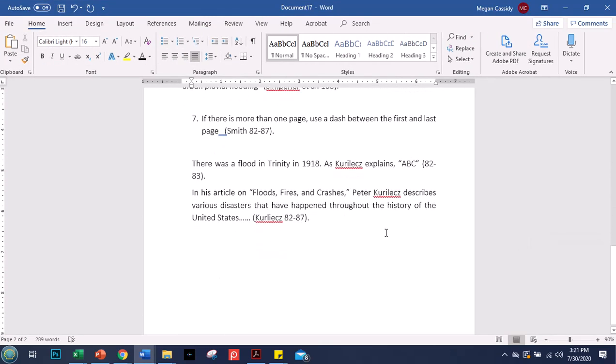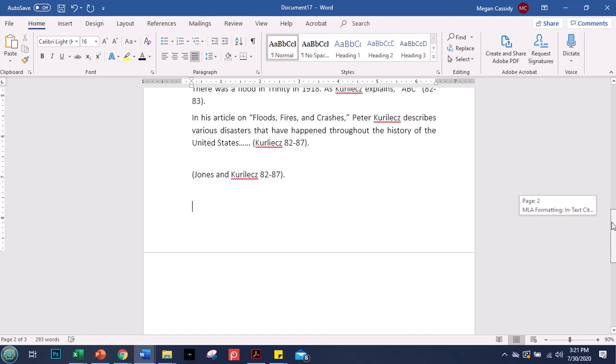Now, you can imagine that sometimes we combine these. So if there were still 3 or more people writing that article, let's say that it was Jones and Kurlitzek, I picked a very difficult spelled name. It would be Kurlitzek et al. 82 to 87. If 2 people had written it, it would be Kurlitzek and Jones, 82 to 87, right?